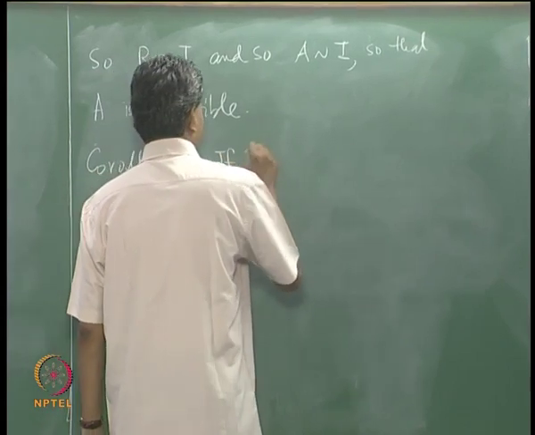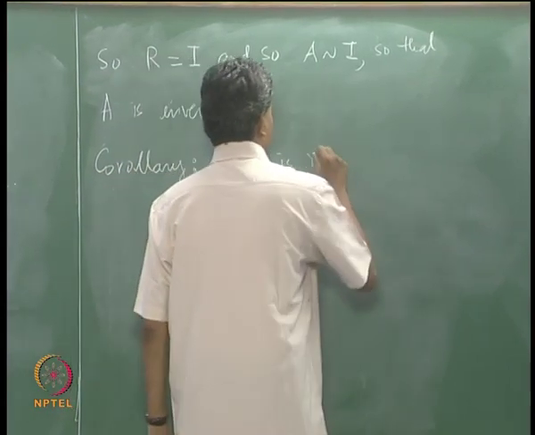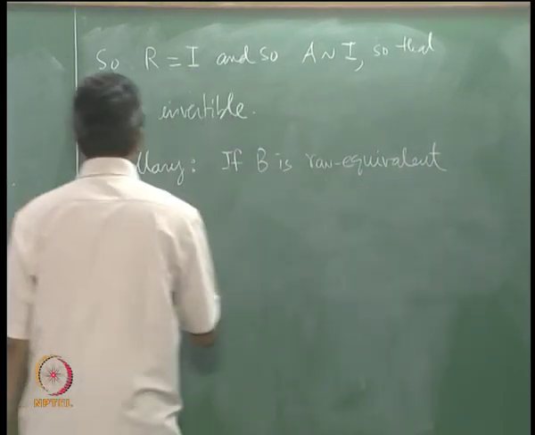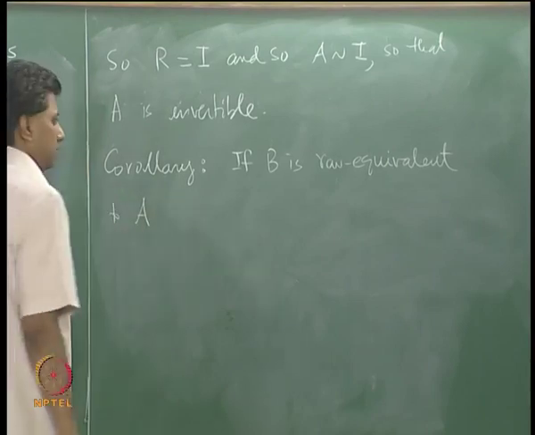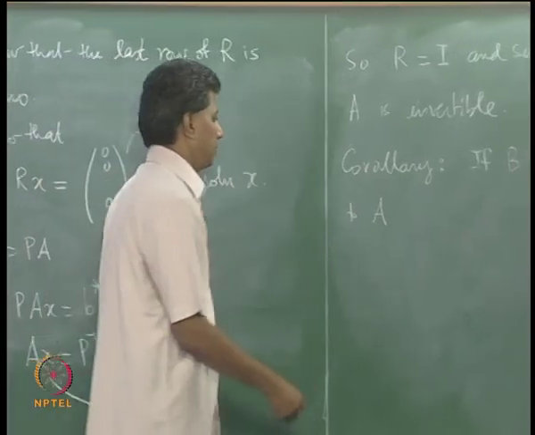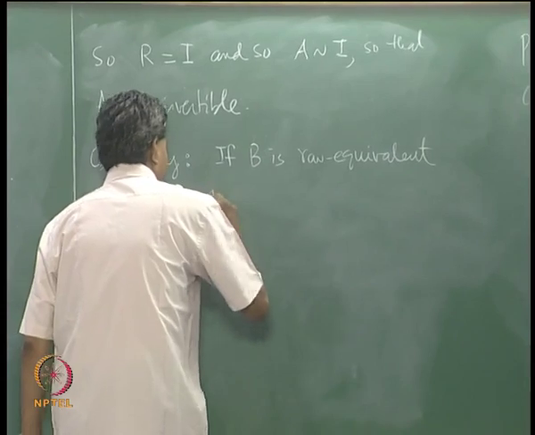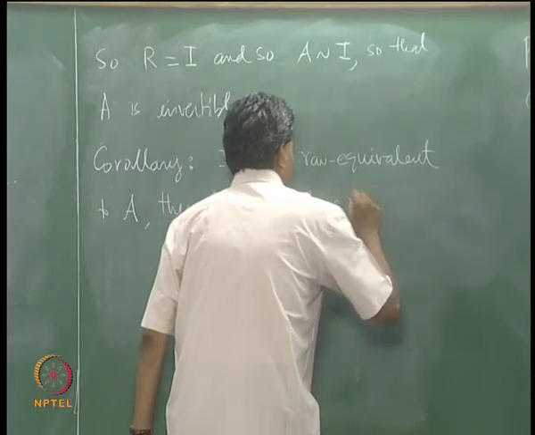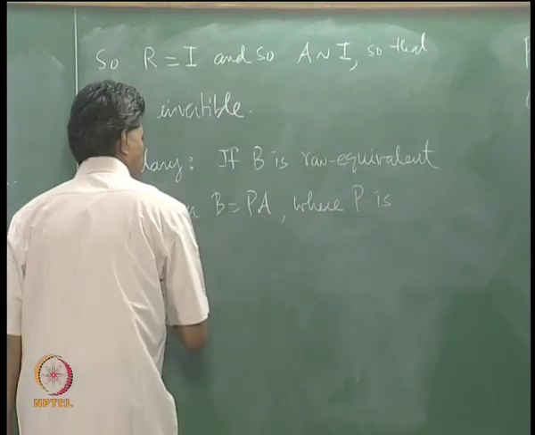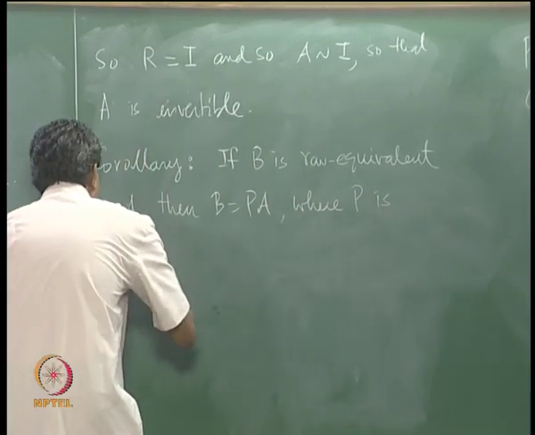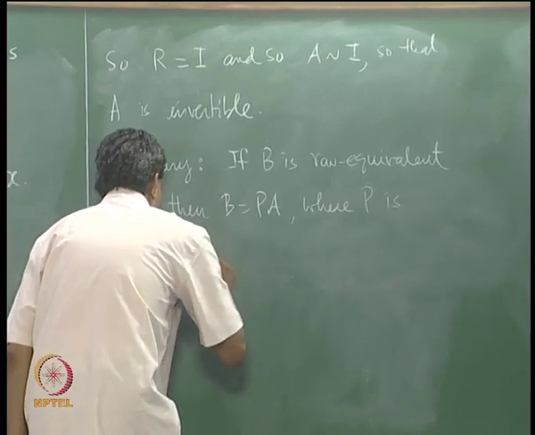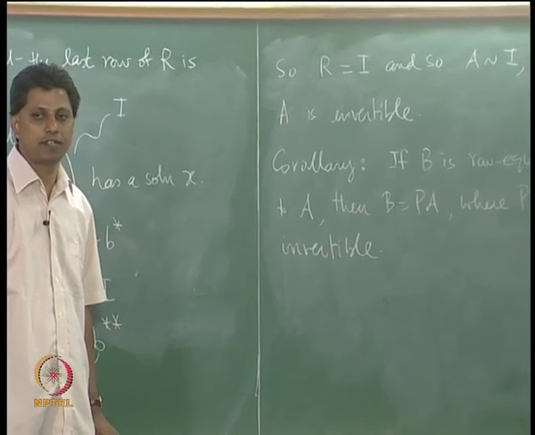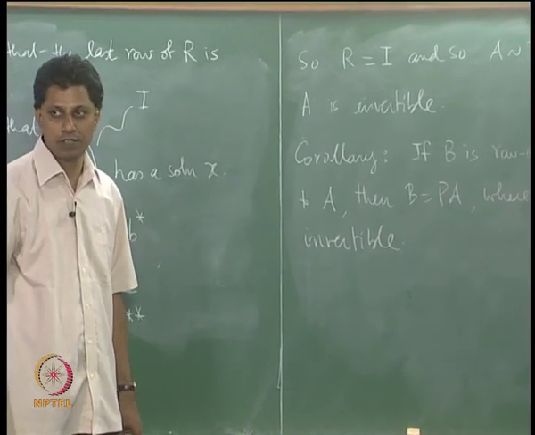If B is row equivalent to A, then B equal to PA, where P is invertible. If B is row equivalent to A, then B can be written as P times A, where P is invertible.